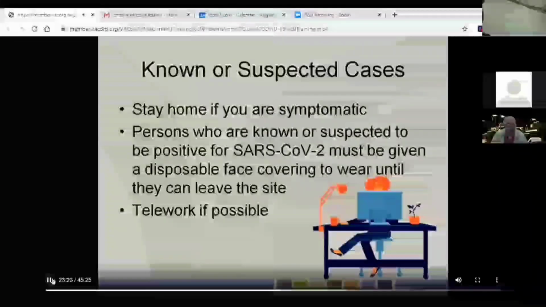So what should you do if you know or you suspect that you might be positive for COVID-19? Well, stay home if you're symptomatic, of course. That's kind of been the guidance from the start here, is to try not to expose other people to it.